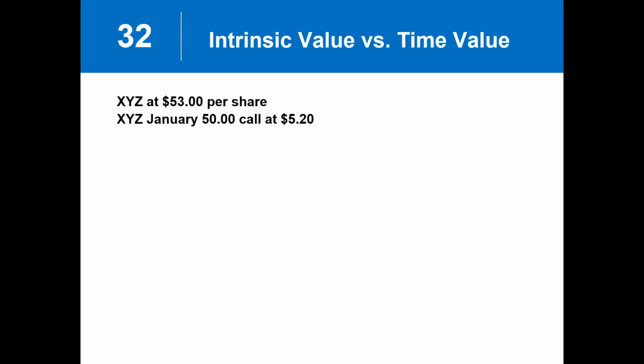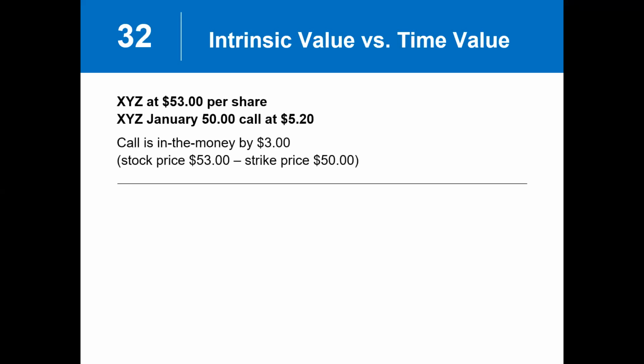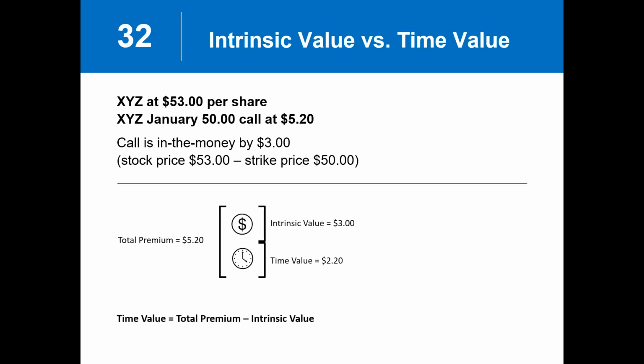Quick example, XYZ, $53 a share. The Jan 50 call, what does that represent? The Jan 50 represents the right to buy stock at $50. The value of that call is $5.20. So let's think about that. You've got the stock at 53, the Jan 50 call is $5.20. Do we have any in the money amount here? I hope you said yes. $3 of intrinsic or in the money value, but the total value is $5.20. That leaves us with $2.20 of time value.